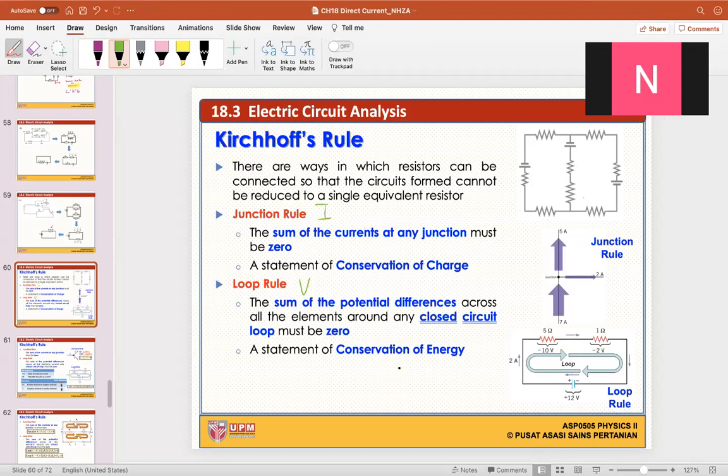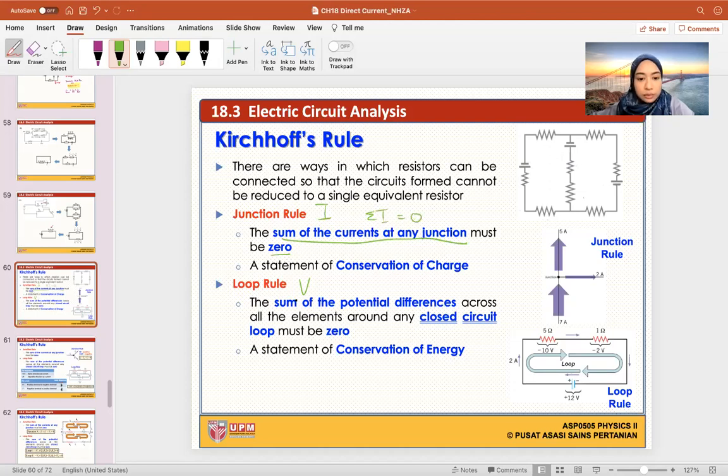The junction rule says that the sum of the currents at any junction must be zero. So the sum of I is equal to 0 for the junction rule, and the sum of potential differences across the elements around any closed circuit must be 0. So here it's saying the sum of V is equal to 0. This is all based on the conservation of charge and the conservation of energy. We know this, it's just conservation, which means that you can't create or destroy. It has to be the same from the beginning to the end.